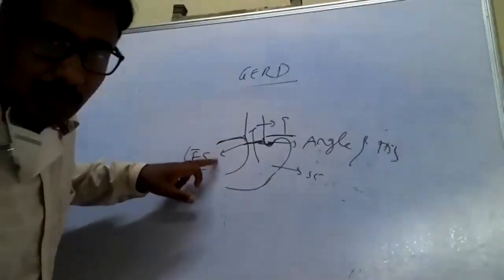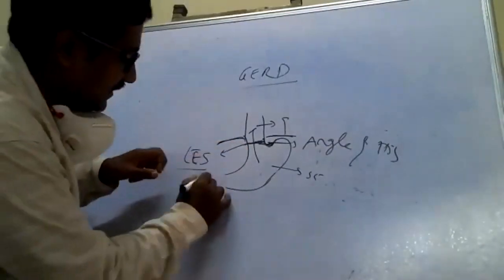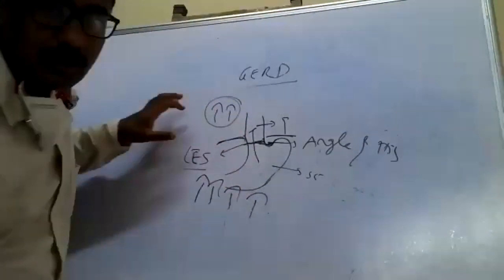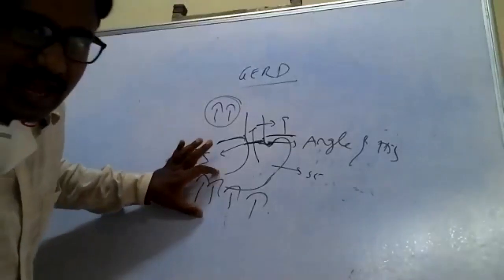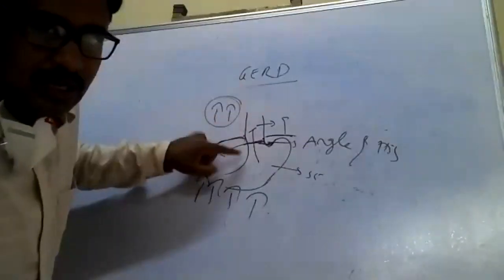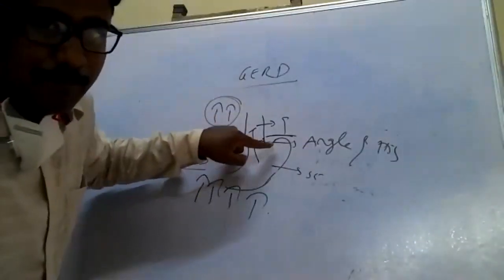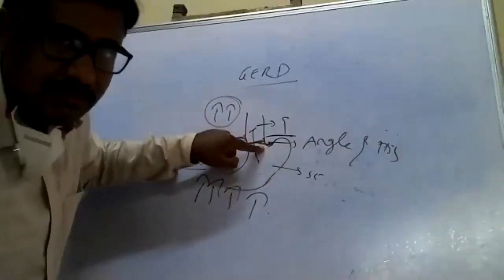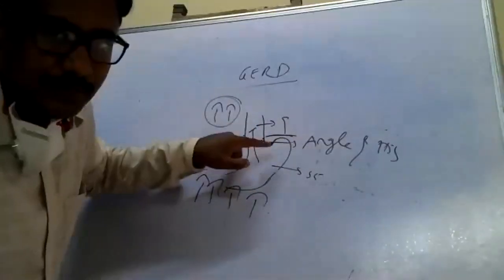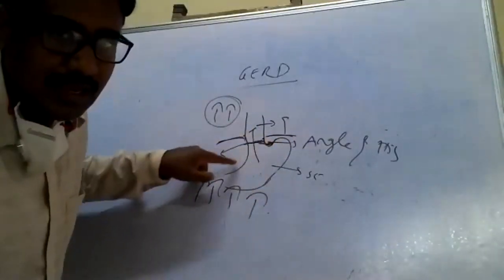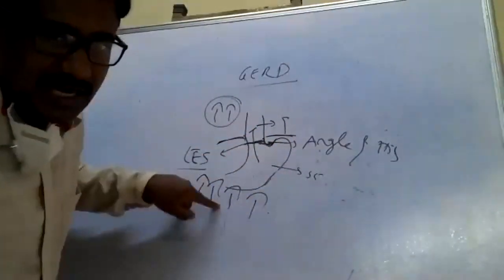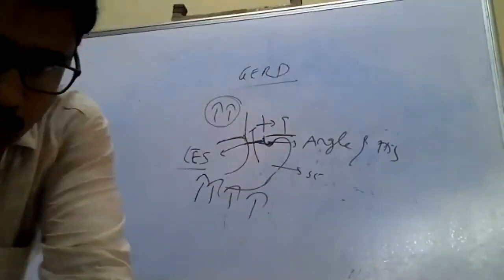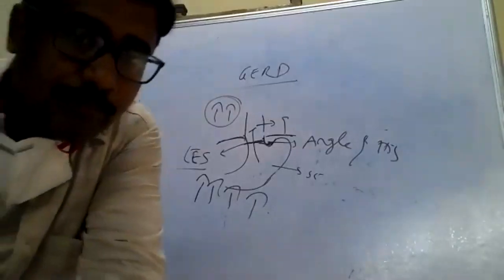And the intra-abdominal pressure is high compared to intrathoracic pressure. This intra-abdominal pressure will compress the lower esophageal sphincter. So lower esophageal sphincter pressure is maintained by the angle of His, fibers of the cardia, increased intra-abdominal pressure, and the crura of the diaphragm.